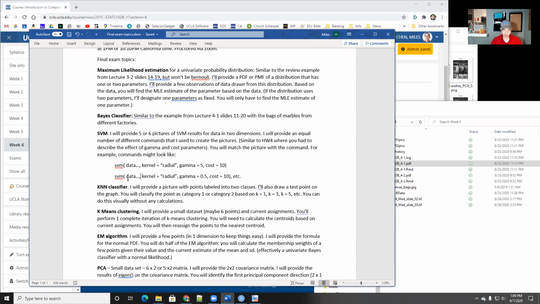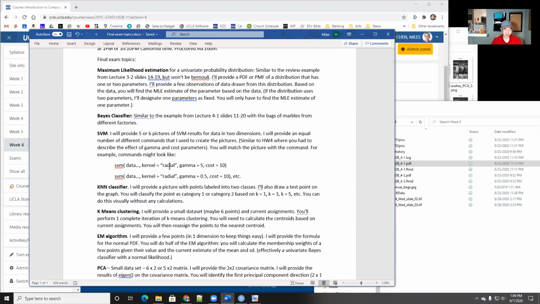Yeah, it'll be kind of a low gamma with low cost, low gamma with high cost, high gamma with low cost, high gamma with high cost type of thing. And for radial basis, and then probably I'll also have a linear kernel or something for you to distinguish.